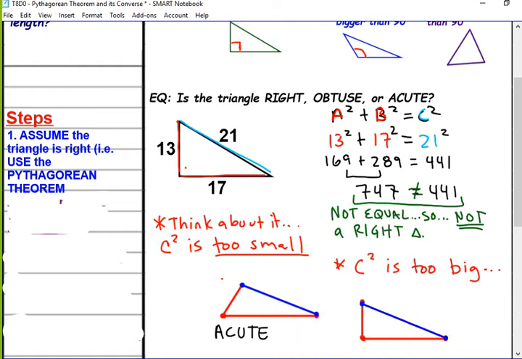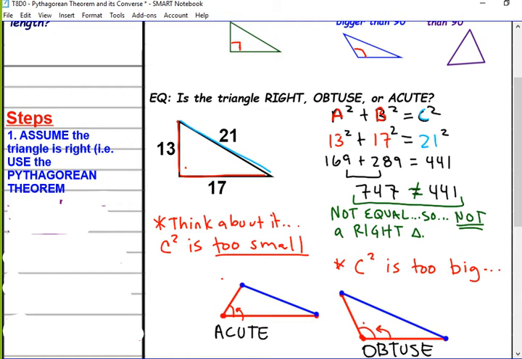The only way to make this thing a triangle is to take this outside leg and move it out to meet it. Meaning, this angle right here is going to be obtuse, where this angle here becomes acute. And so what that means for us is that we can use the Pythagorean theorem as a tool to tell us if we have a right, obtuse, or acute angle.